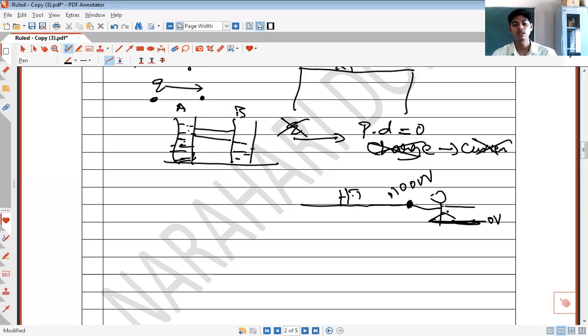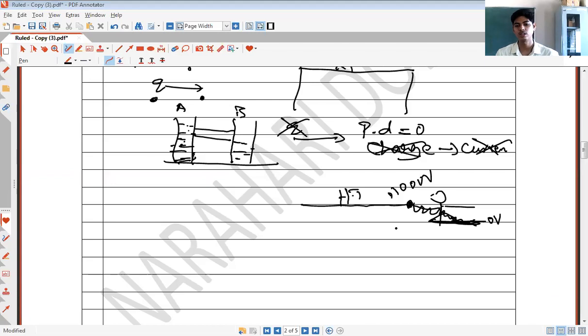Look at the potential difference between the 2 points of contact. Because of the high potential difference between the 2 points of contact, a large current flows through the body of the person, and hence he gets an electric shock. I hope this idea is clear.